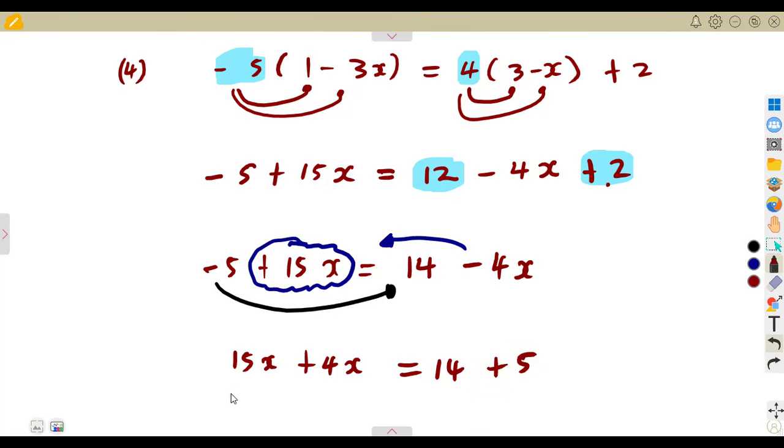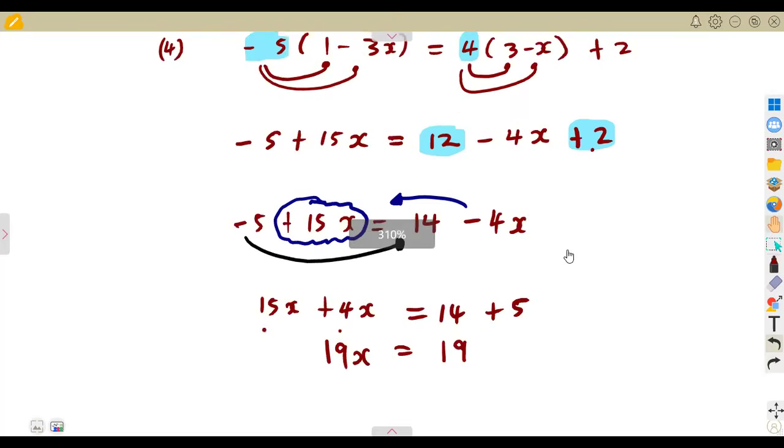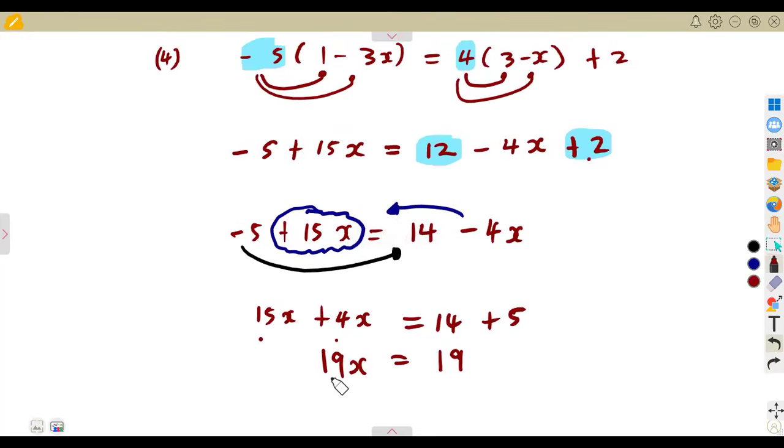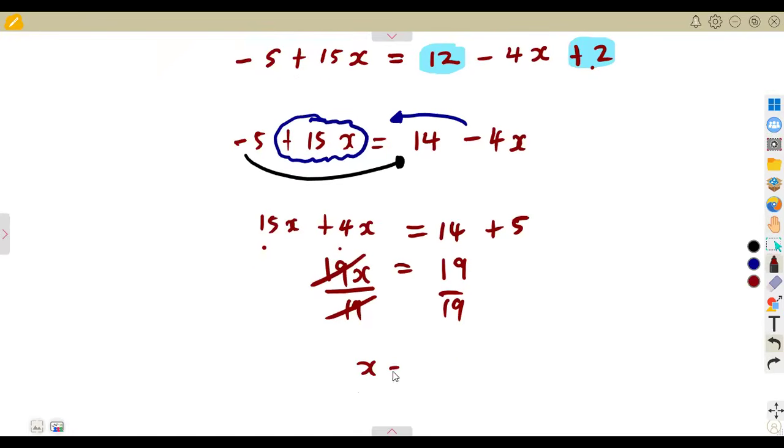So that's it. 15 plus 4, that is 19, and we've got x there. So 19x is equal to 19. What about x? What is x? Divide by 19, because you're multiplying there. So therefore, at the end, x is equal to 1.